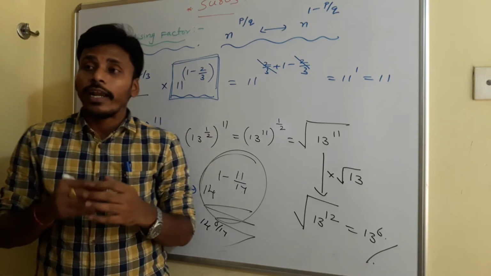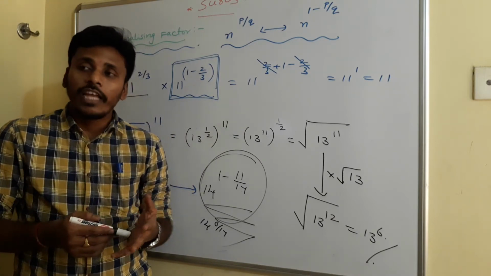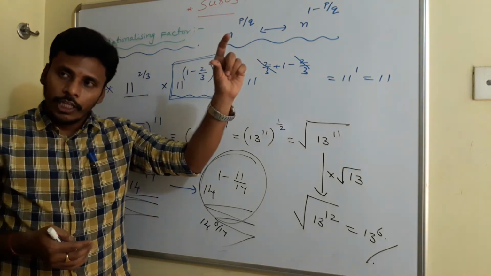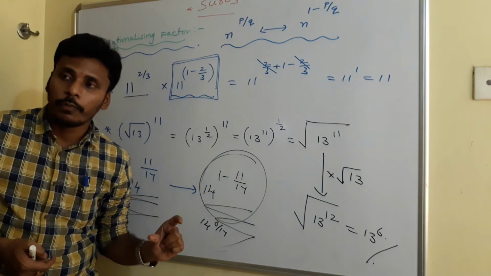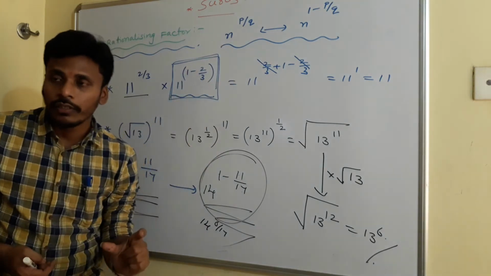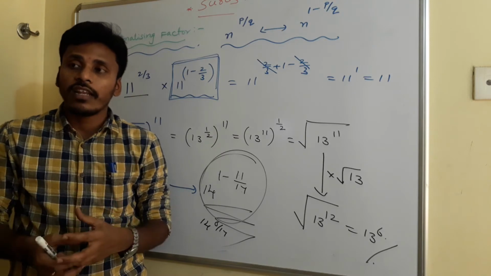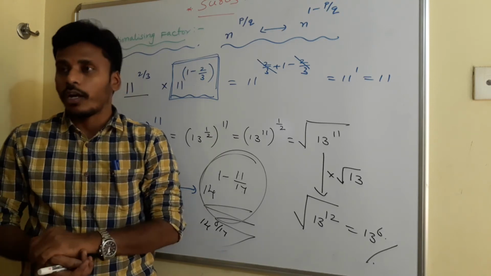See, if you are attempting an objective examination, then your task is very easy because you have four options. You just multiply the given number with the first option, the given number with the second option, the given number with the third option. Like that you need to check. If you arrive at a rational number in any option, that is your answer.